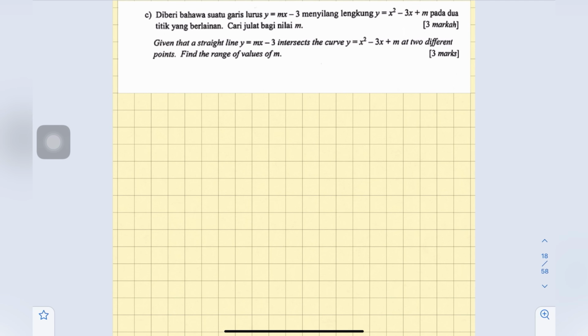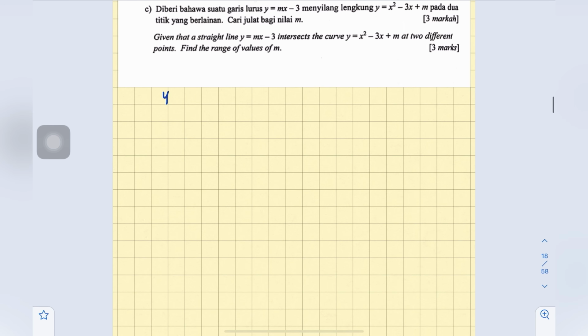C, given that a straight line y equals mx minus 3 intersects the curve y equals x squared minus 3x plus m at two different points. Find the range of values of m. Okay, here we have the equation of the straight line y equals mx minus 3, and the curve y equals x squared minus 3x plus m. They say this straight line and the curve intersect at two different points. So to find the intersection at two different points, we use b squared minus 4ac more than 0.